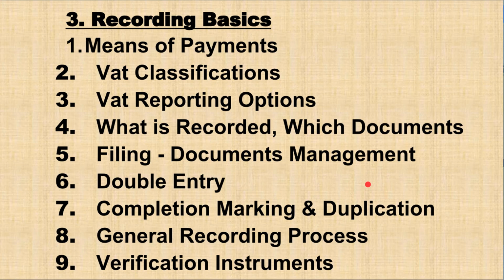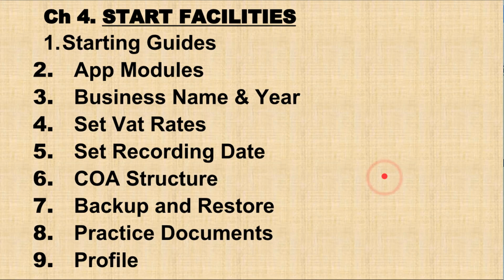Chapter 3 focuses on recording basics. Number 1 looks at means of payments. Number 2, VAT classifications. Number 3, VAT reporting options. Number 4, what is recorded, which documents. Number 5, filing, documents management. Number 6, double entry. Number 7, completion marking and duplication. Number 8, general recording process. And number 9, verification instruments.